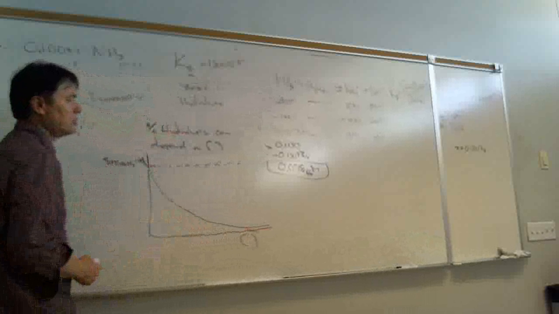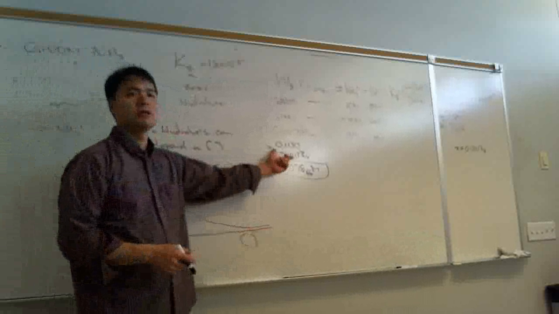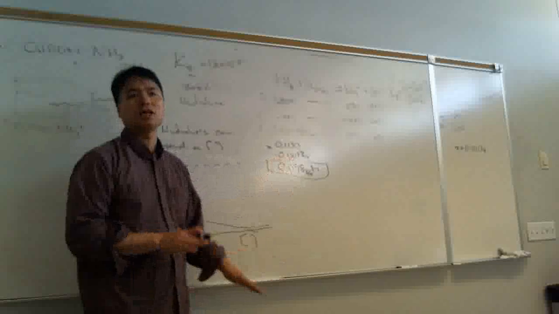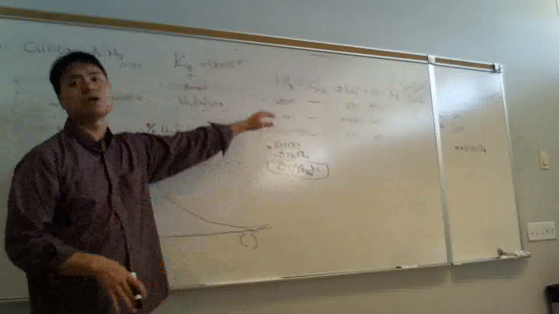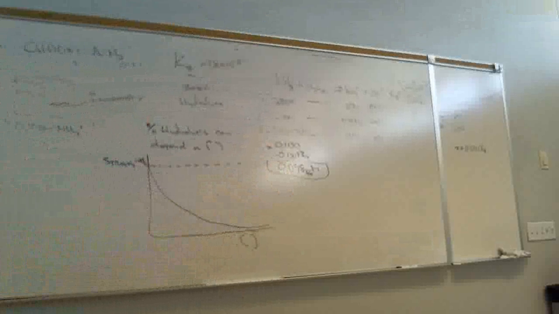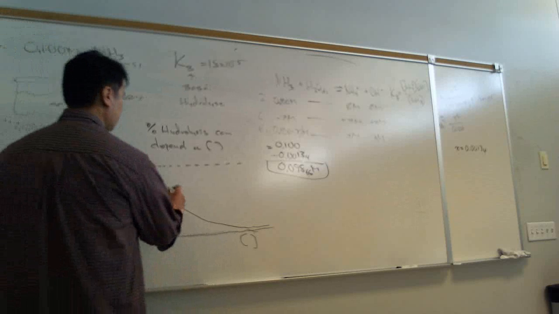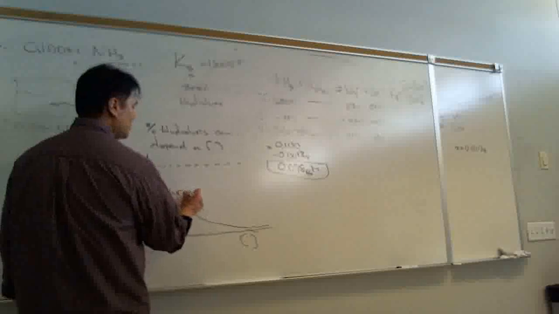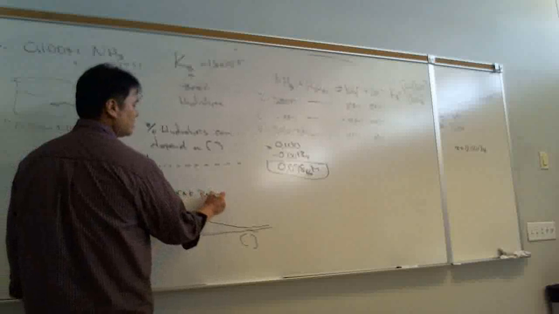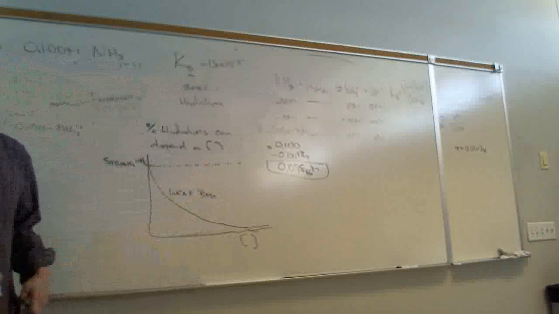And so we can't always assume it's going to be 1.3% hydrolyzed. It changes depending on what our initial concentration is. So that's the general trend: as the concentration of the base increases, the percent hydrolysis will decrease. That's the general trend for weak bases. For strong bases, it doesn't matter, because for strong bases, it's always 100%. Okay.